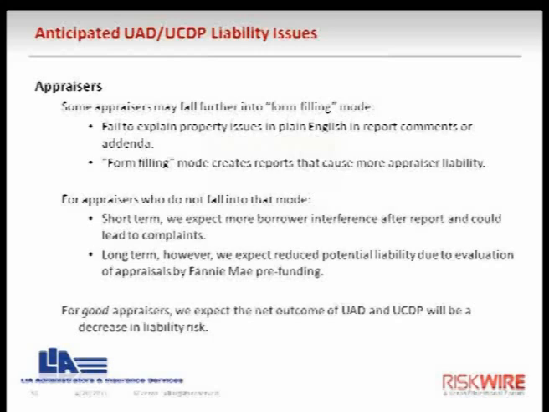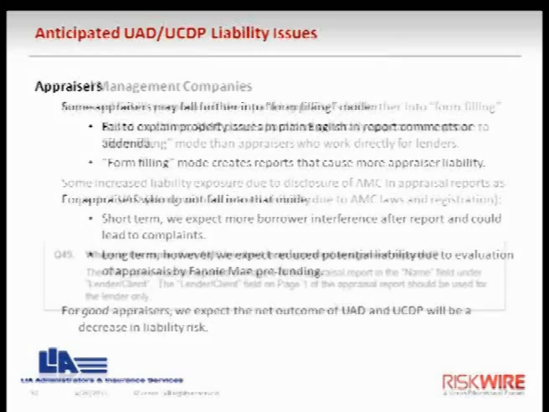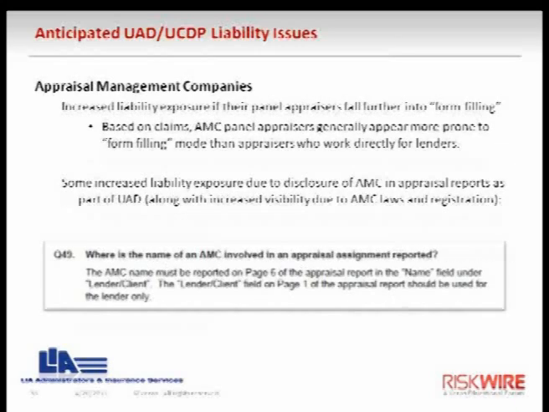And this would mean we will not see the same extent, hopefully, of the mortgage repurchase problems that are plaguing lenders and then trickling down to AMCs and appraisers. So for good appraisers, we expect the net outcome of UAD and UCDP will be a decrease in liability risk. Now, for appraisal management companies, they'll get some of the trickle down from the appraiser issues that I spoke about.